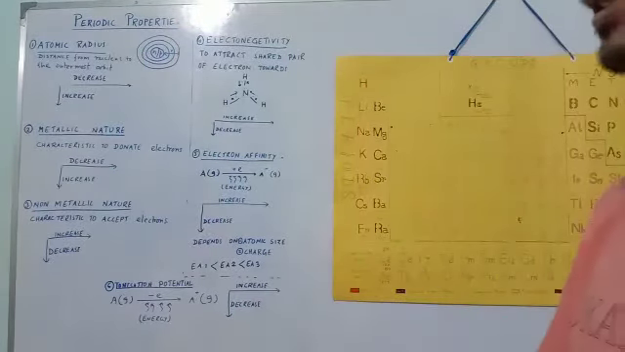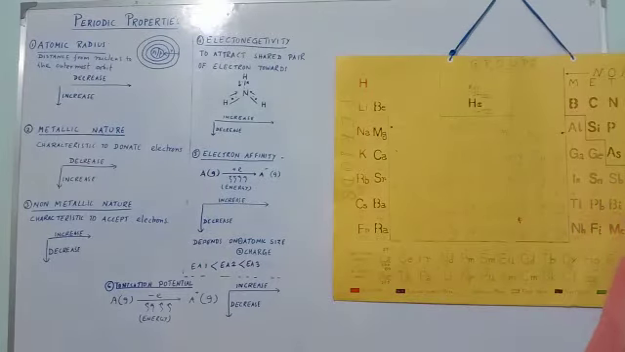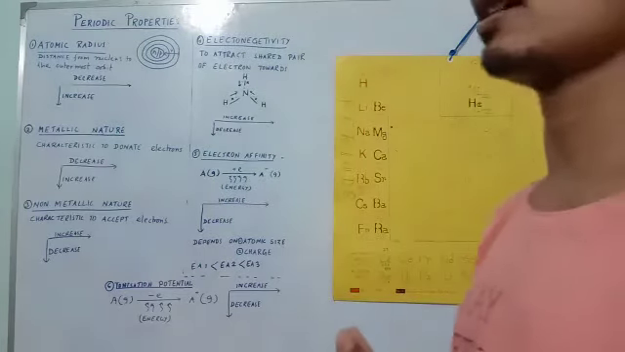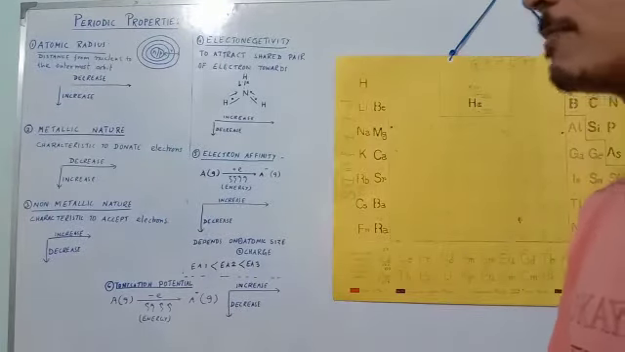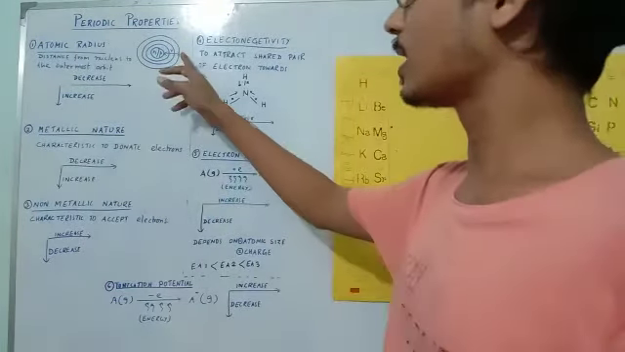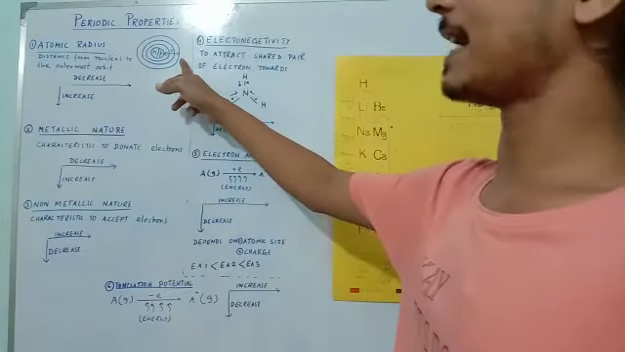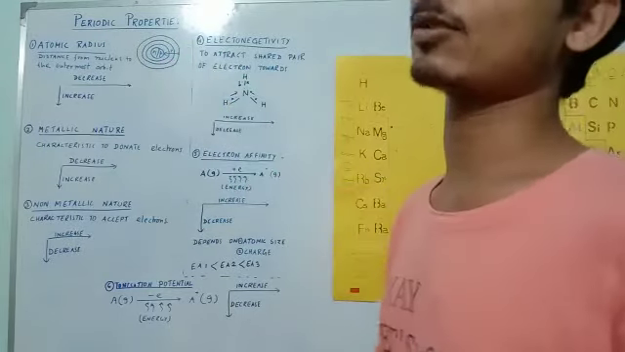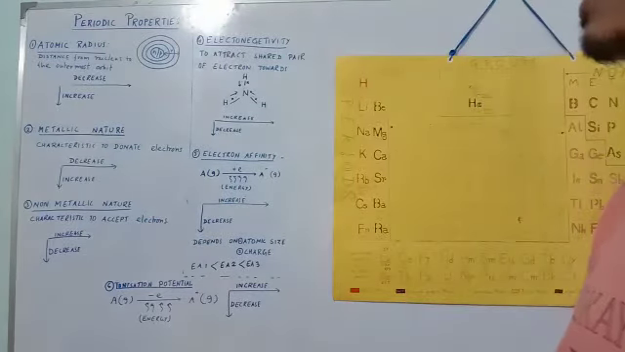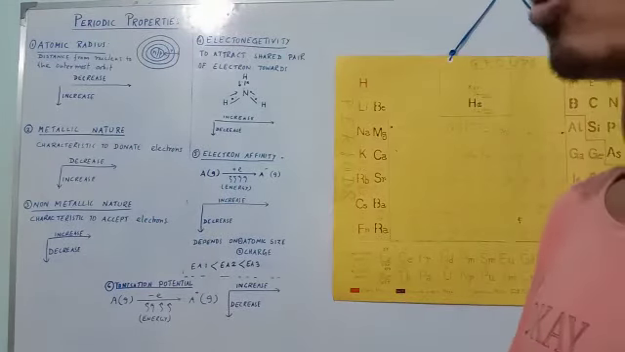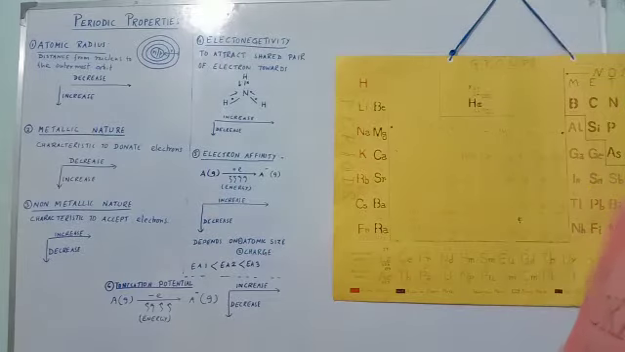As the name suggests, the radius of an atom is called atomic radius. That is, the distance from the nucleus to the outermost orbit of any atom is called its atomic radius. This atomic radius is sometimes also called atomic size.